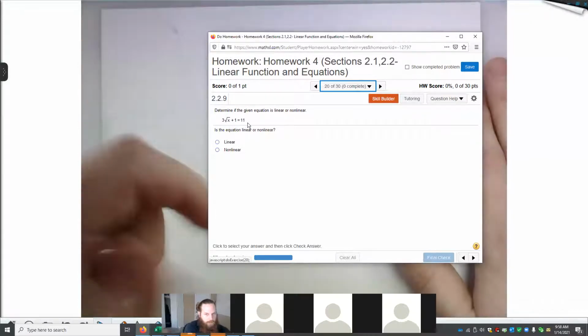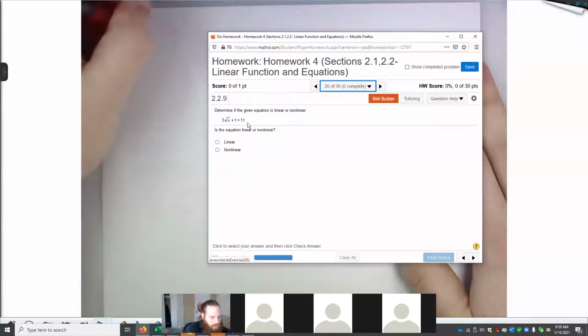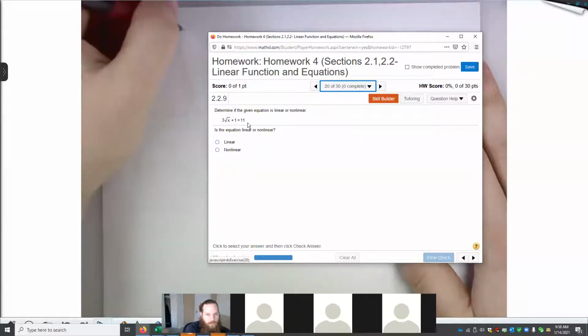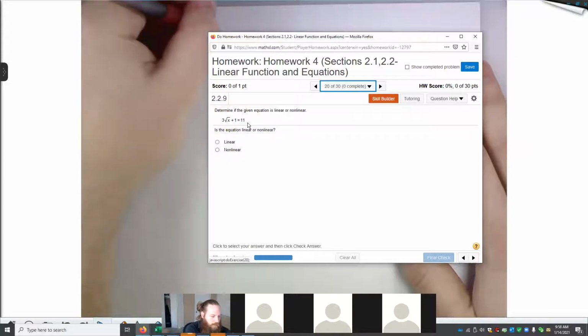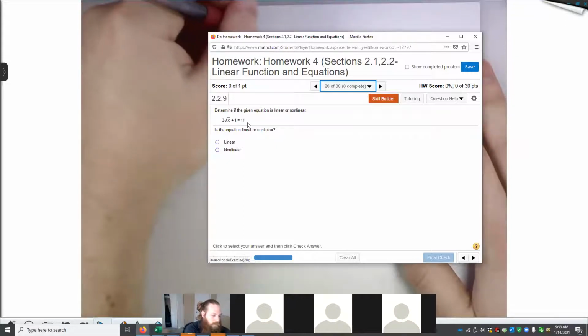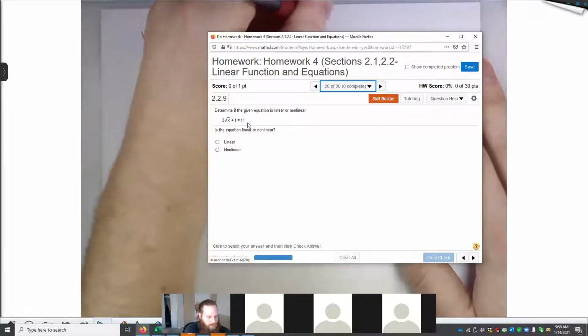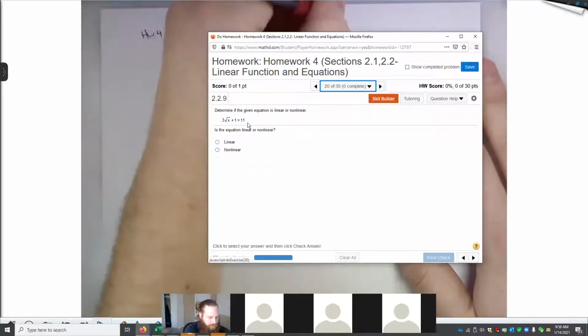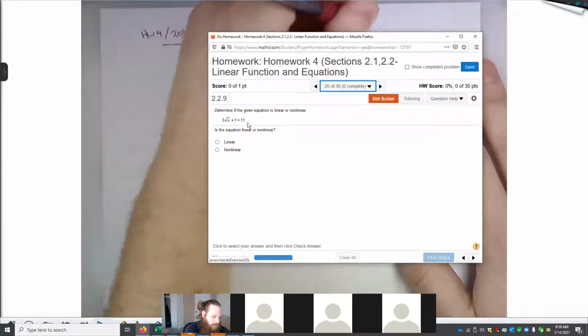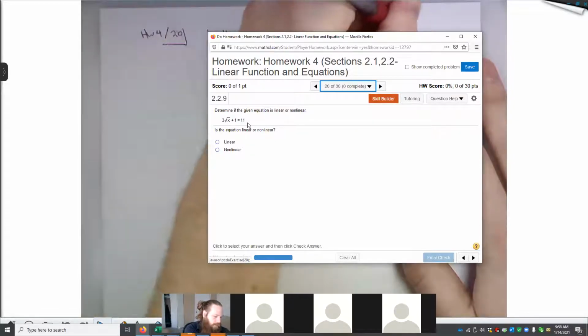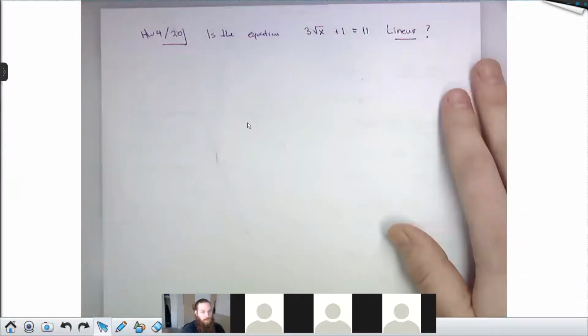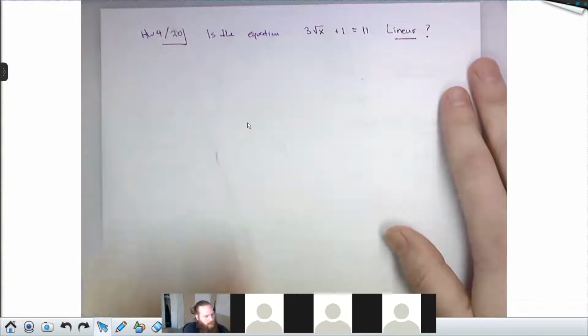I'll write it down. So homework 4, number 20: is the equation 3 square roots of x plus 1 equals 11 linear? So to answer this, I'd like to answer a more broad question. How can you tell?